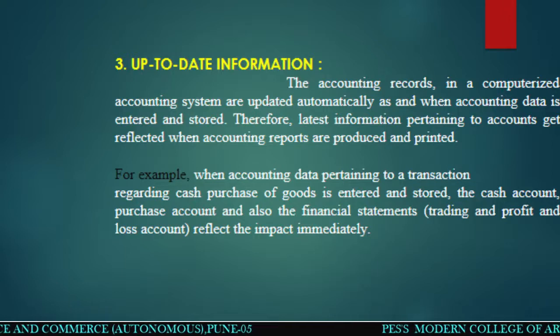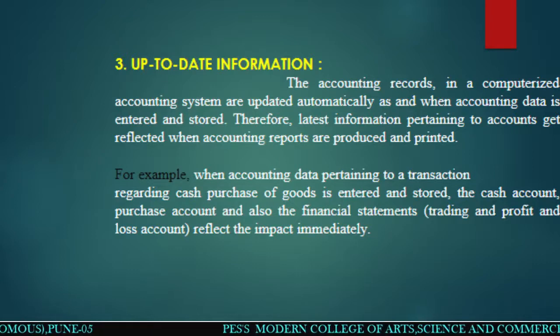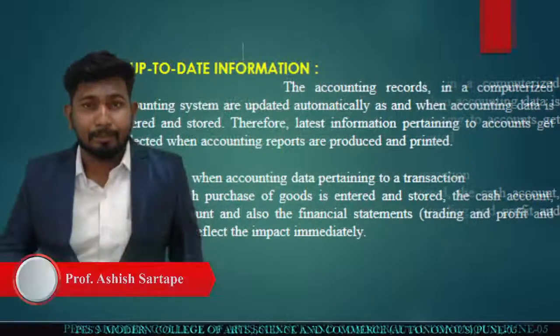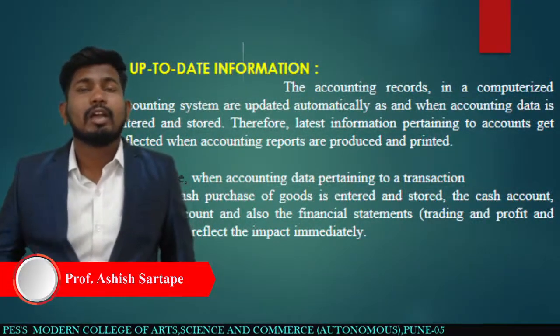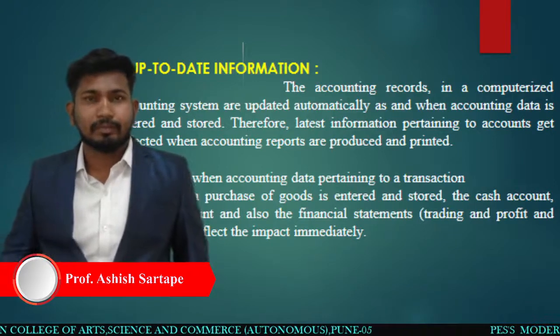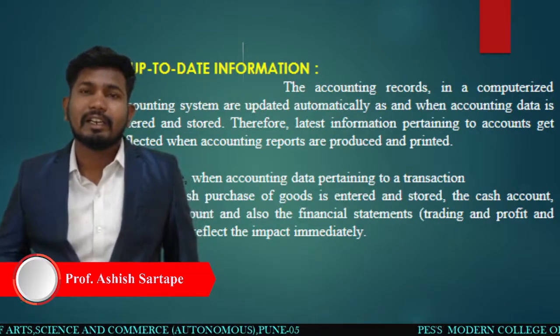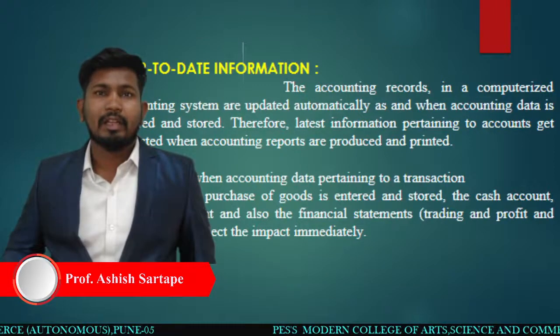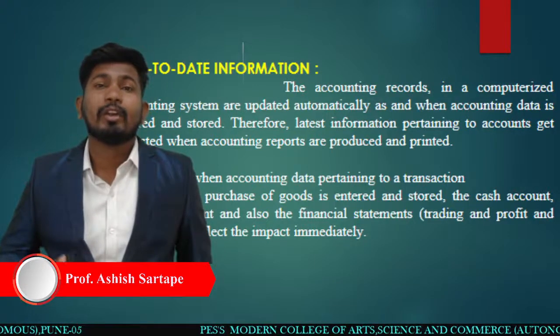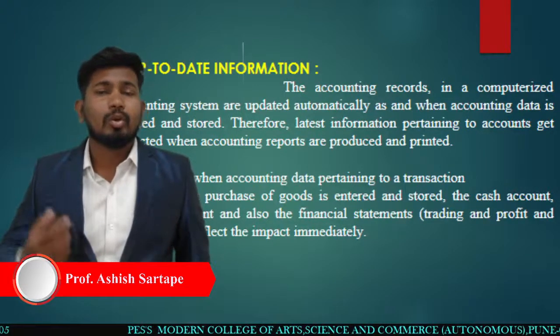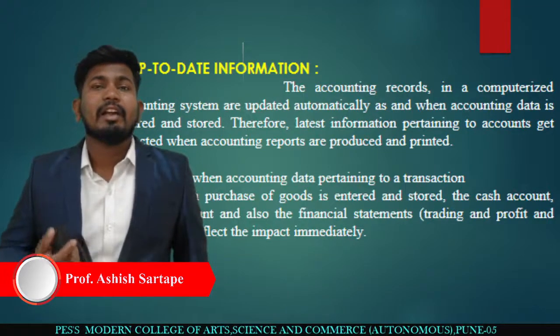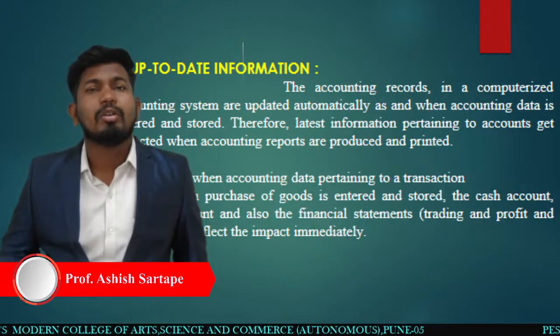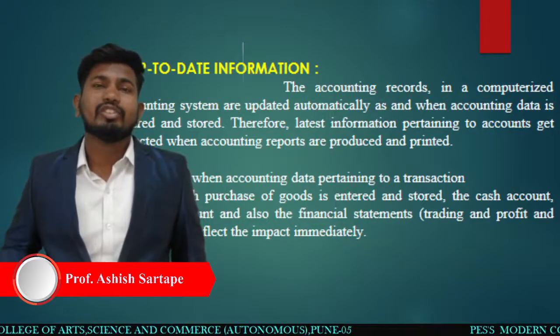Whenever we record the transaction, that transaction effect automatically goes to the other respective accounts. Take an example, one journal entry: if purchase of goods in cash of rupees 1000, the journal entry will be purchase account debit to cash account. So in a computerized accounting system, that transaction effect goes to the purchase account and also the cash account, and automatically it impacts your trading account also, P&L account also, and the position statement also.